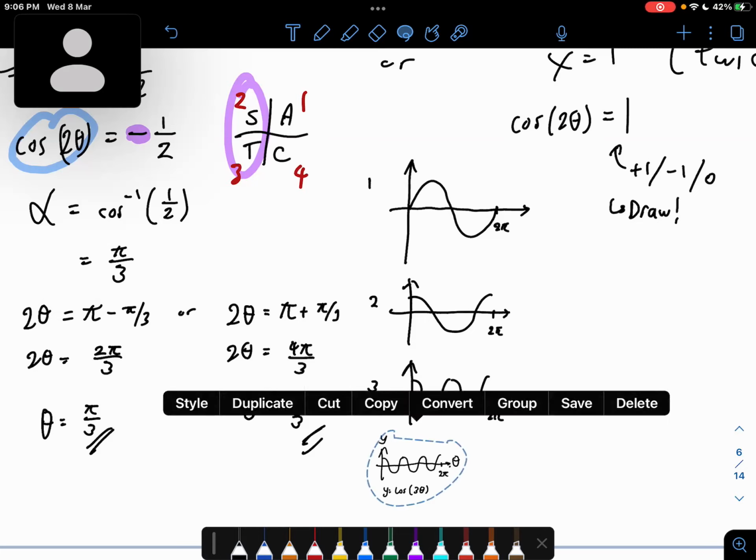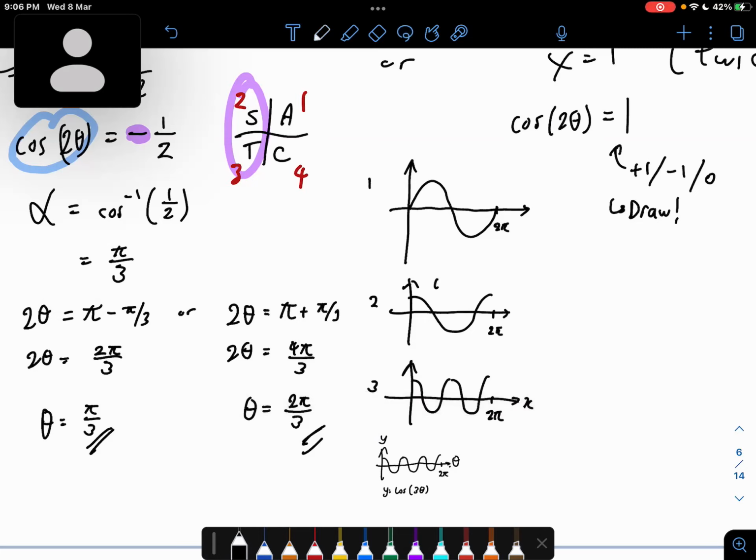Option 1 is a sine curve. Option 2 is a cosine 1 theta curve, 1 theta, just theta. This one is sine theta. Okay? Oh, not x, theta. And y-axis, origin. Okay, very good. So correct answer is option 3.